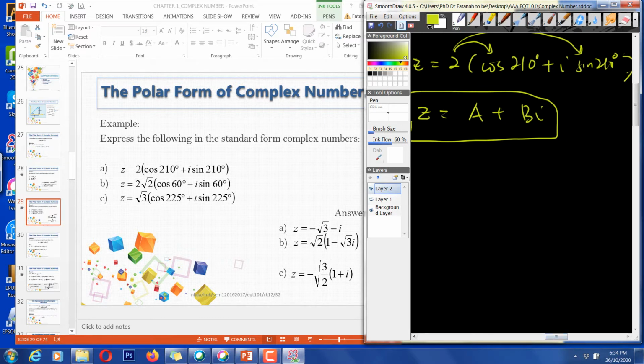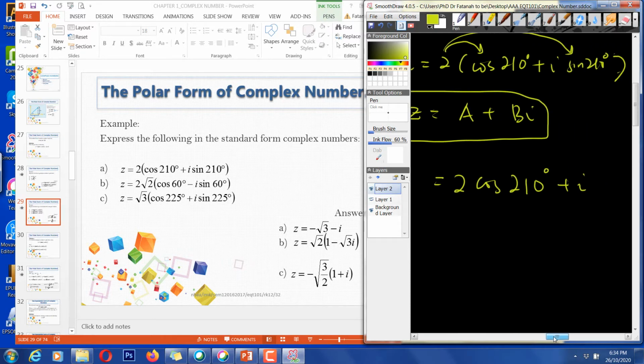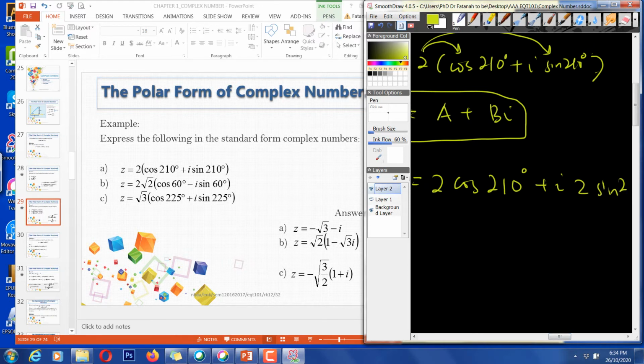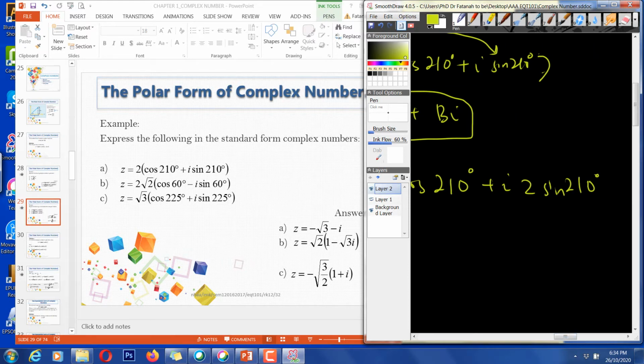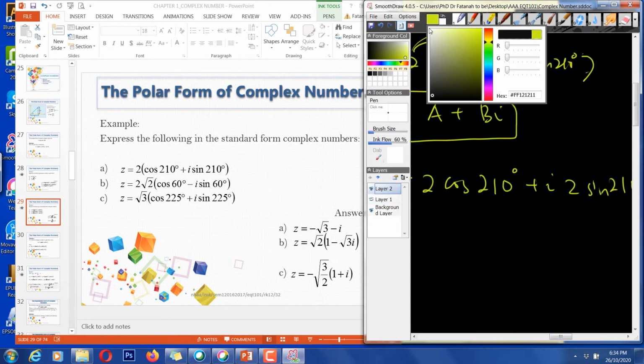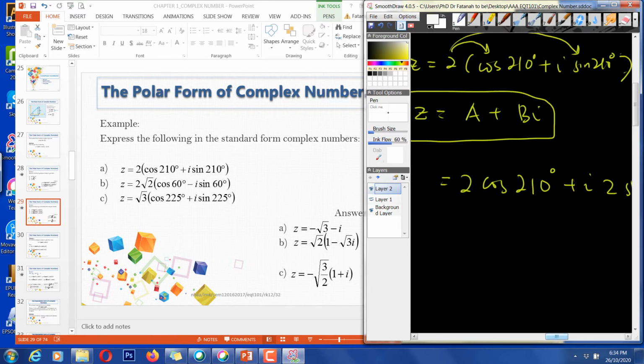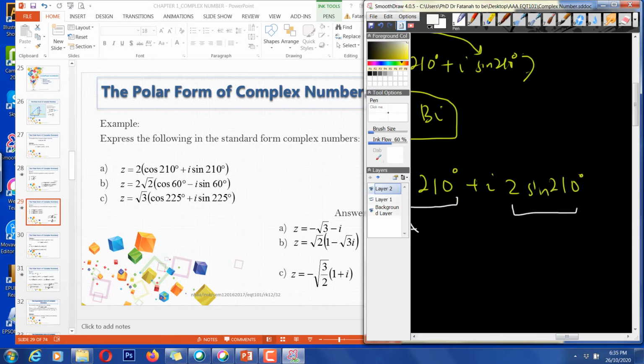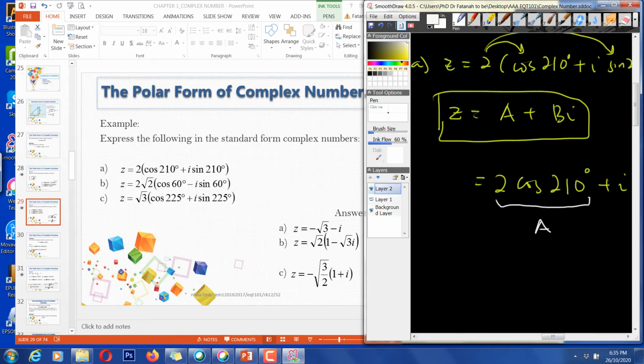So we have 2 cos 210 degrees plus i times 2 sin 210 degrees. Here we can see that this is a and this is b. So a is equal to 2 cos 210 degrees. So what we'll have is, put it in the calculator.